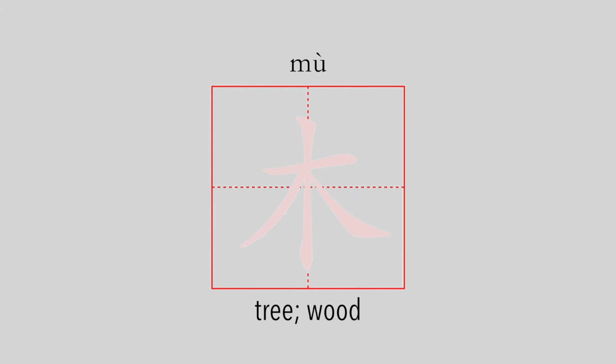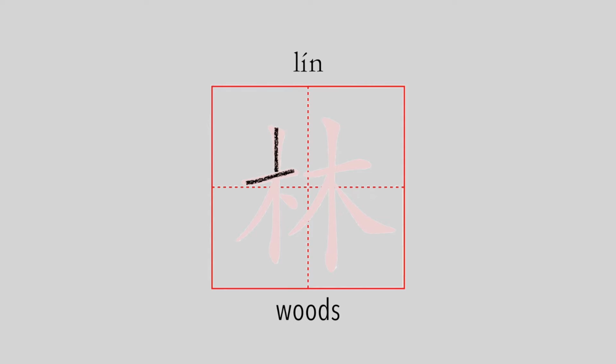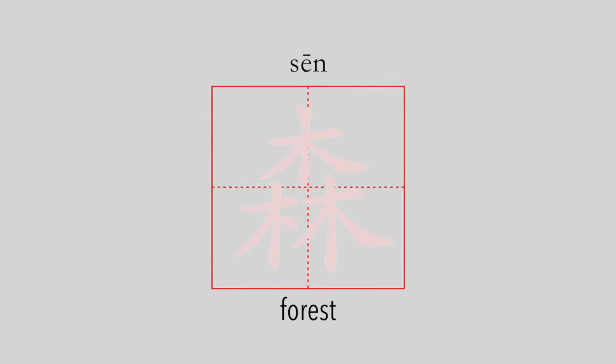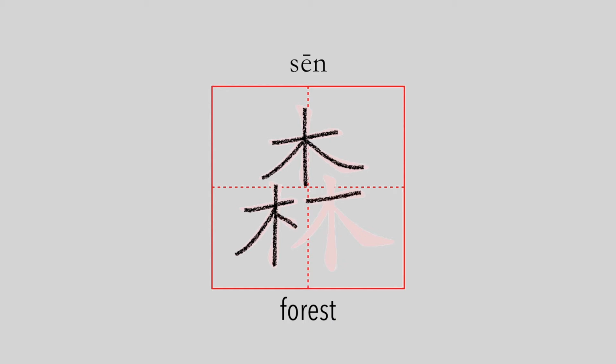Let's learn to write them. Mu, 横 竖 撇 捺. 林, 横 竖 撇 点 横 竖 撇 捺. 森, 横 竖 撇 捺 横 竖 撇 点 横 竖 撇 捺.